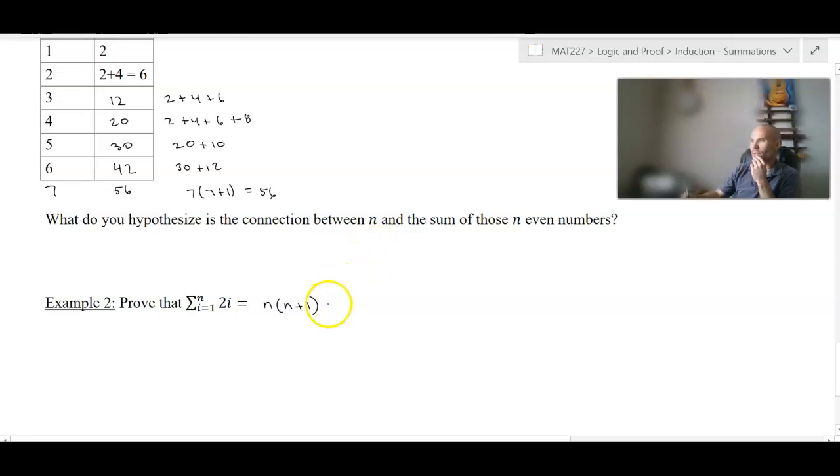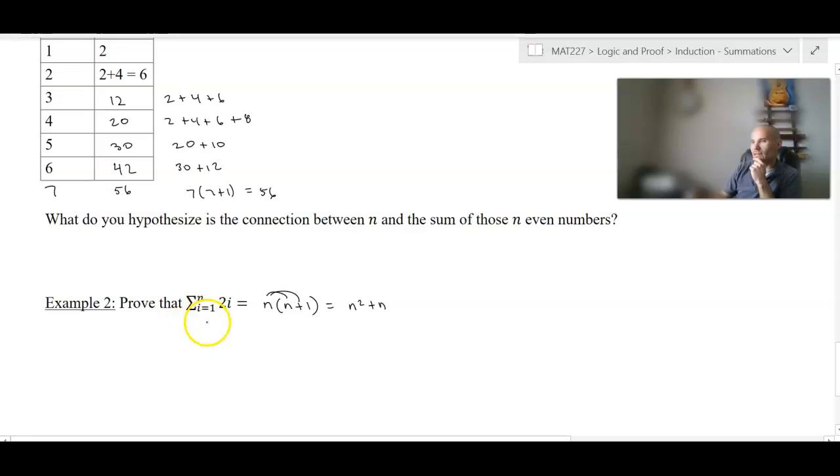You could also write this, if you'd like, as n squared plus n. You distribute that through. And that's still true because 30 is 5 squared, which is 25, plus 5 is 30. 6 squared is 36, plus 6 is 42. So all I've done is distribute here. This just might be a little bit easier to work with.